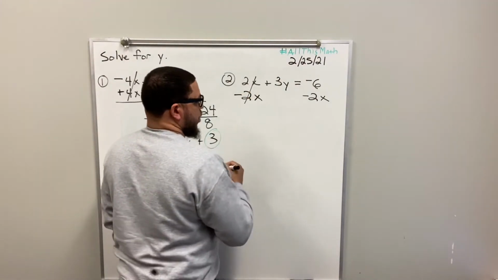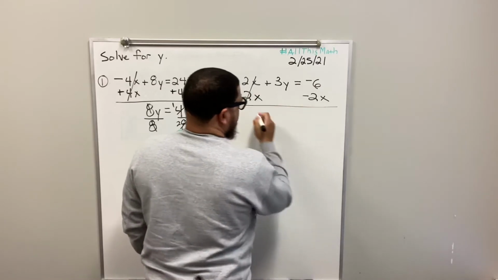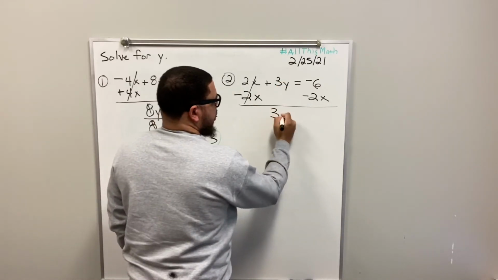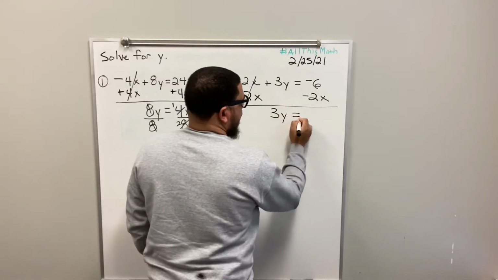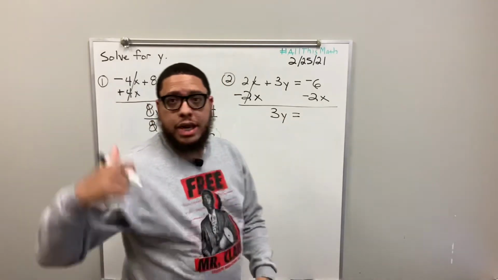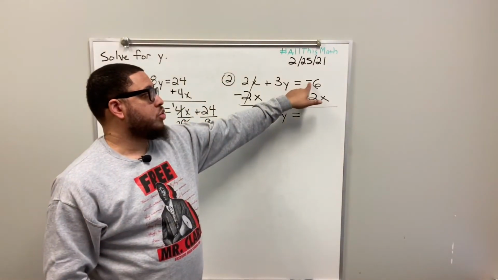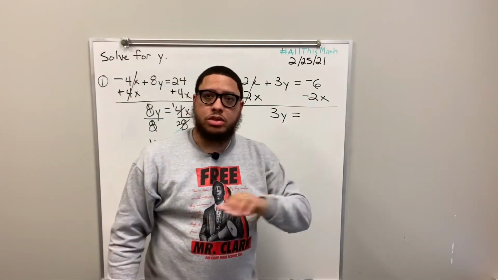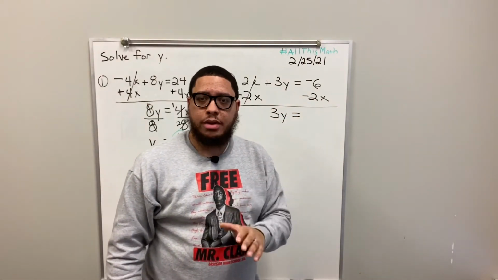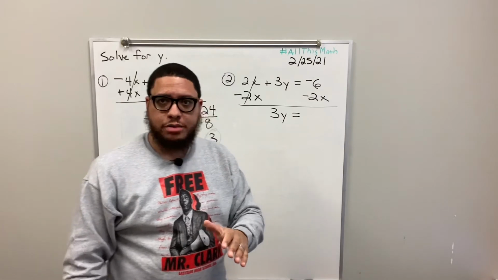So 2x minus 2x gives me 0. Then I'm going to draw my horizontal line. This 3y comes straight down. This equal sign comes straight down. And now, just like I did in the last problem, you can't do negative 6 minus 2 and get negative 8x. Don't even try to do that. You cannot do that. That is not right.